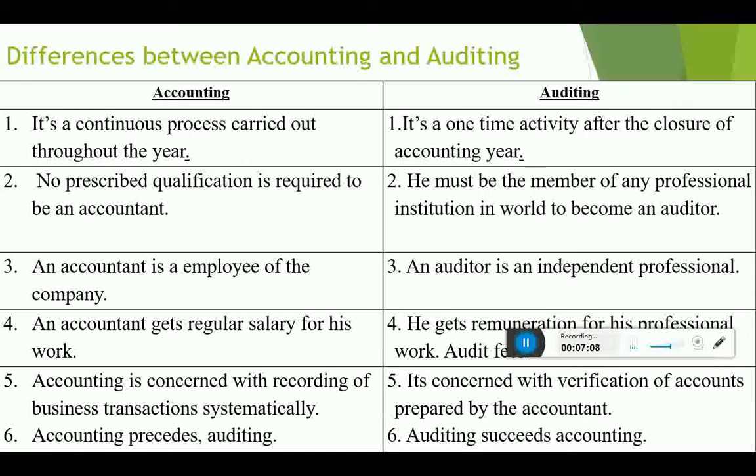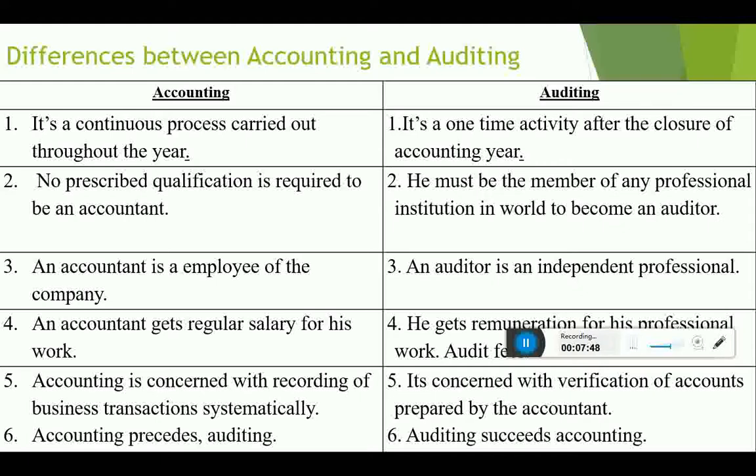But to become an auditor, the person doing audit work must be a member of a professional institution in the world, right? So how do you become a member? You become a member after studying all the modules and courses, and then giving exams and passing them, and then after that at least 3 to 5 years of practical experience in the field of auditing, and then the professional bodies will provide you certification. After you are provided with the certification, you can become an auditor, but there is no such thing to become an accountant.